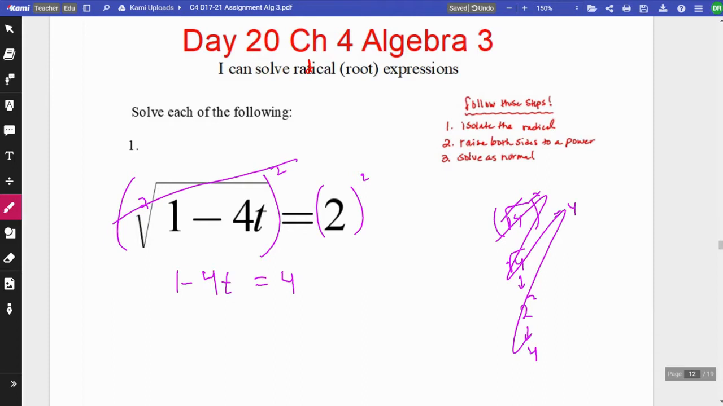And so we can solve this equation just normally. We would say subtract 1, subtract 1. That would cancel, and negative 4t is 3. We would divide by negative 4. So t is negative 3/4.